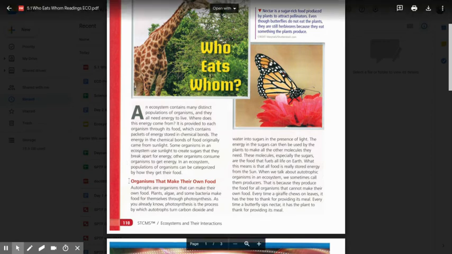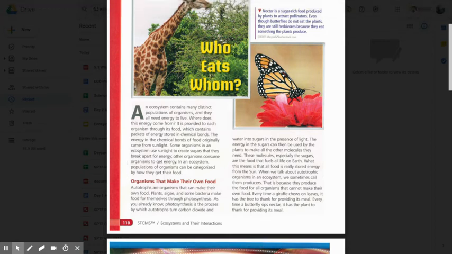Organisms make their own food. Autotrophs are organisms that can make their own food. Plants, algae, and some bacteria make food for themselves through photosynthesis.